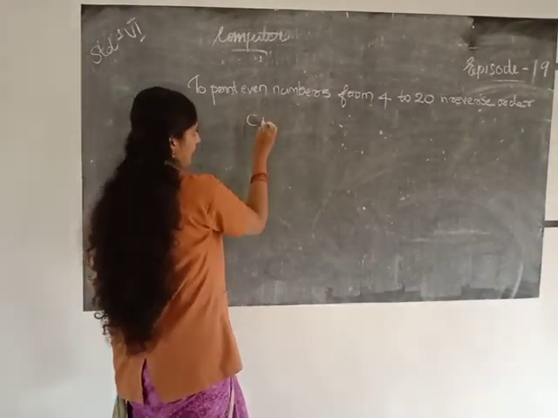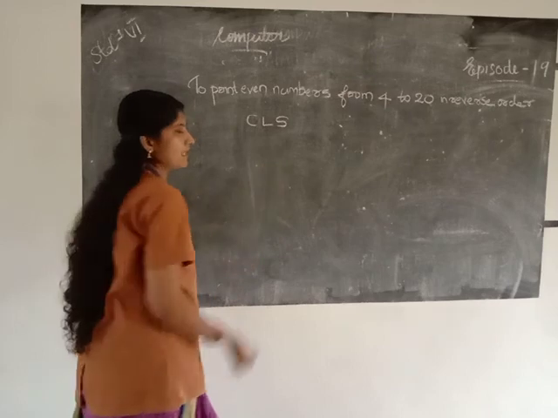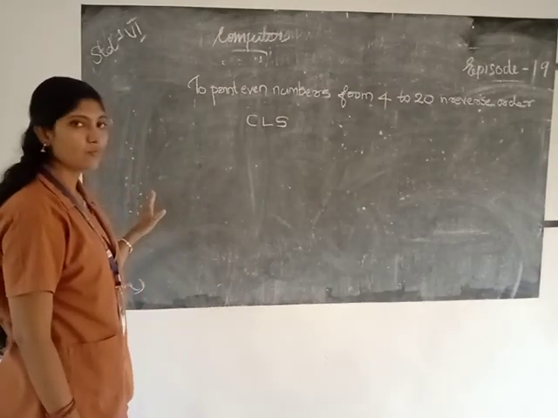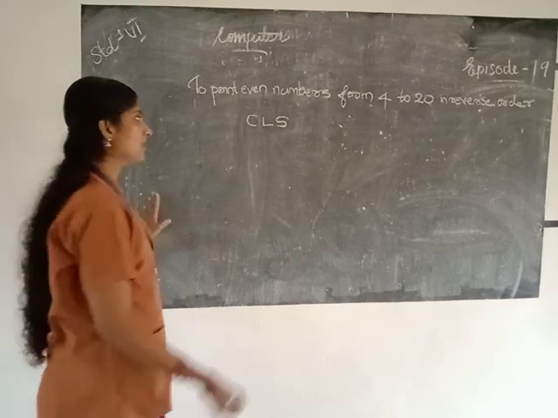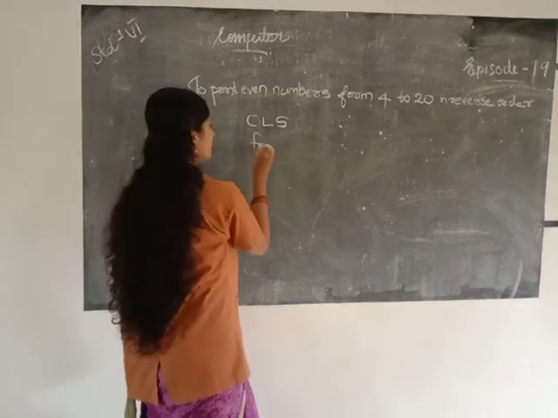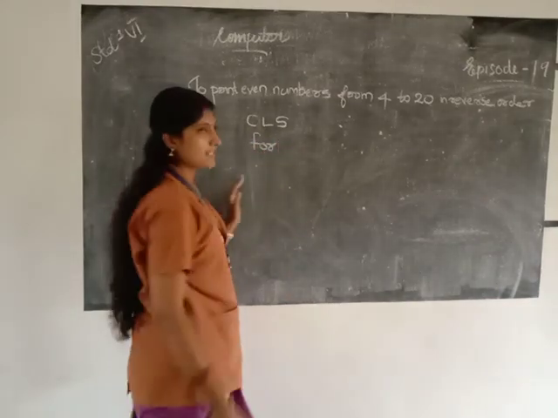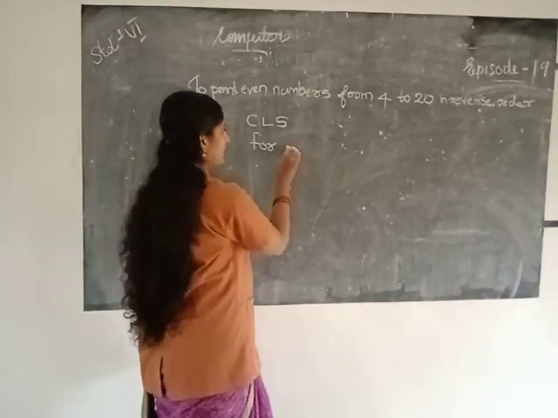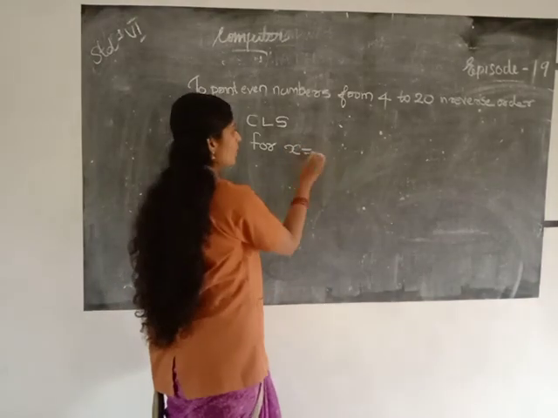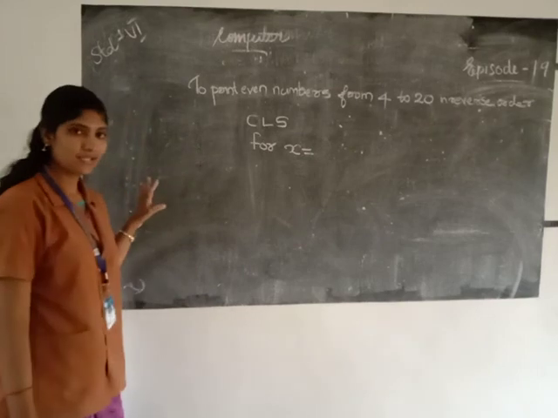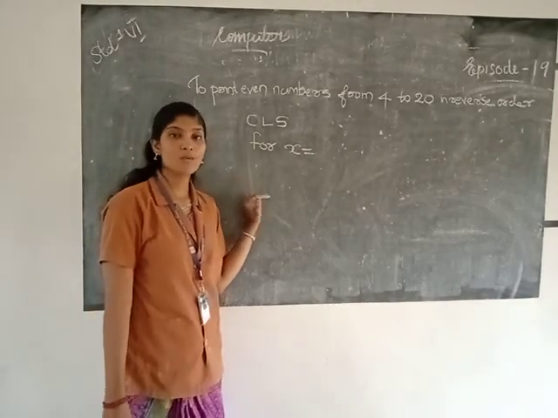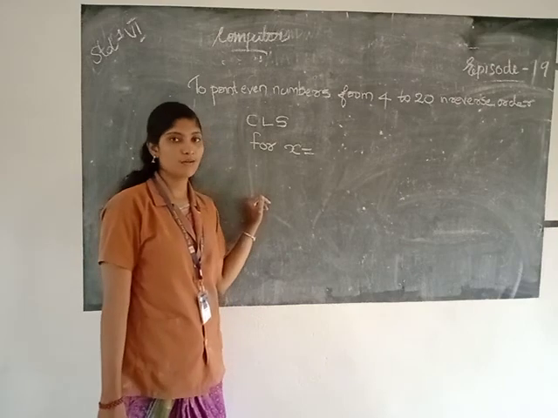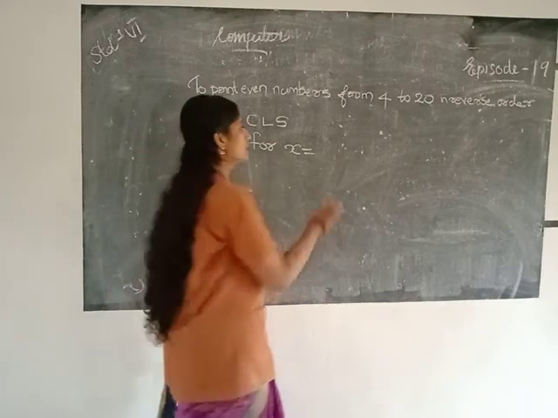First CLS, that means clear screen. Then next here we learn about what? For next loop. So that for, then starting variable, let's see, x equal to, what is the initial variable here? So initial value 20. Why? Because we want to get the output in reverse order. So x equal to 20.